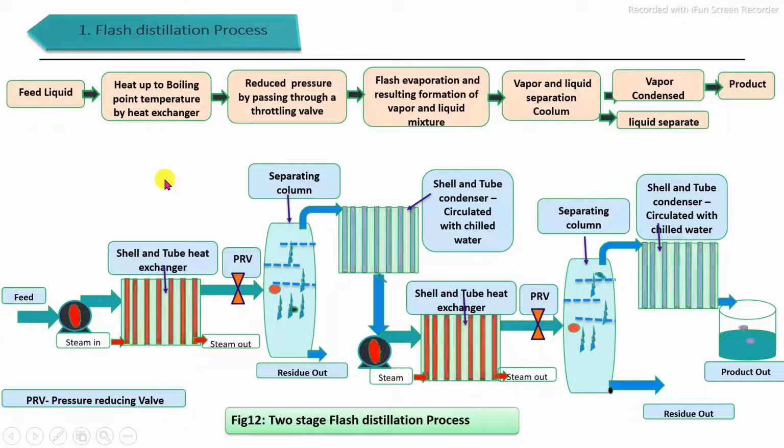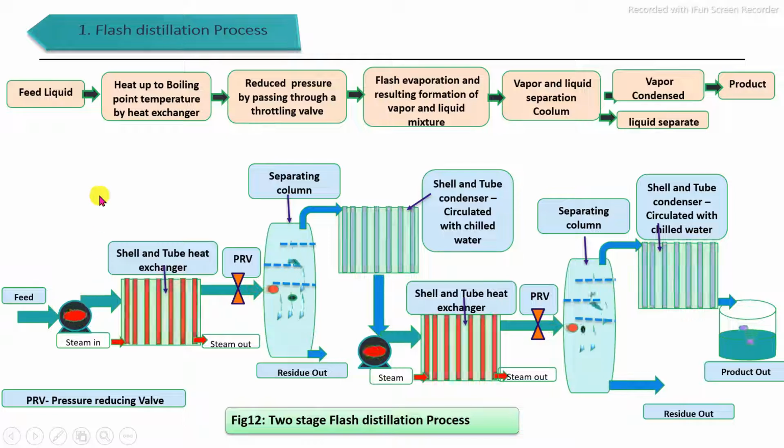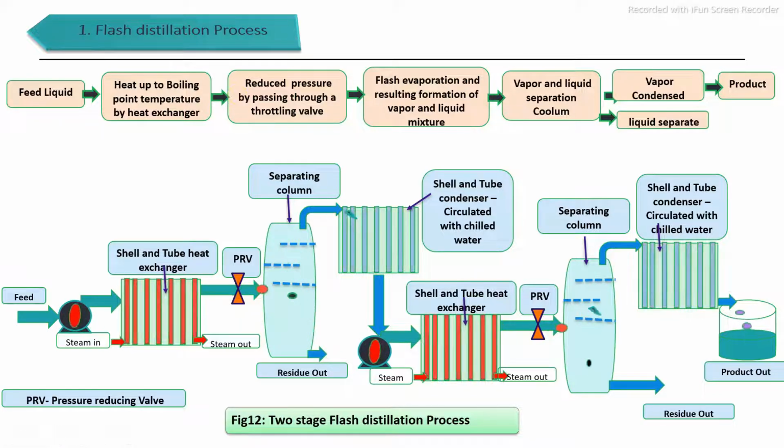In the first process, the flash distillation process, in which flash evaporation is carried out, the fermented liquid is fed into the flash distillation process by using a pump, and is passed into the shell and tube heat exchangers, where steam is circulated to heat it up to its boiling point temperature, and then it is passed into the pressure reduction valve.